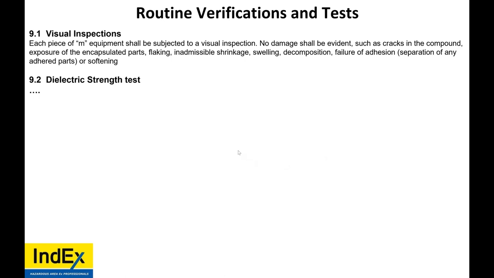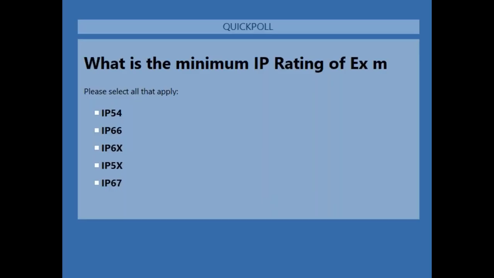So let's ask people, what is the minimum IP rating of Ex m? There's multiple answers. Remember, Ex m can be used for M, G, and D EPLs: underground mining, gases, vapors, and liquids, and dusts. So actually, there's three answers. One answer is certainly not correct. But there's certainly three that are.